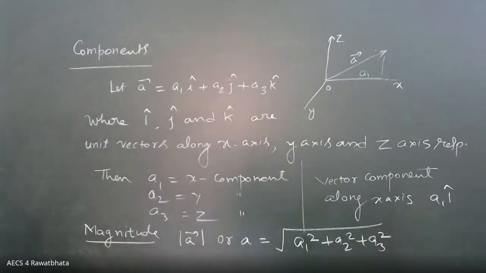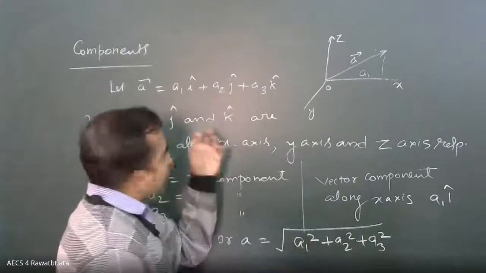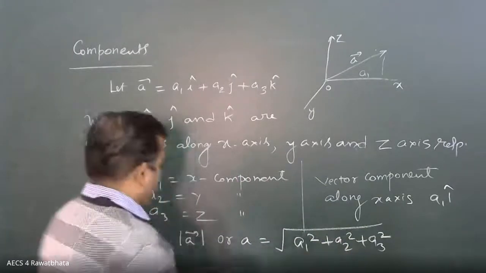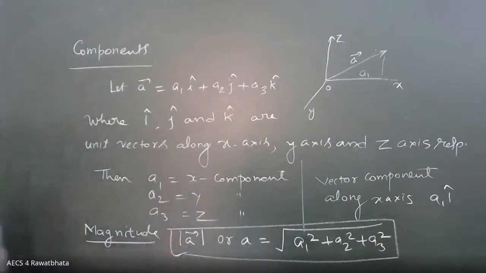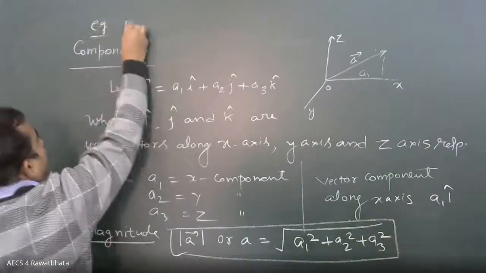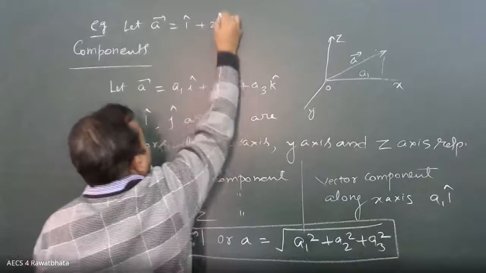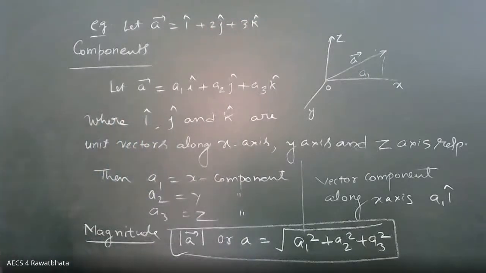Right? So suppose some vector is given, for its magnitude you need root of i multiplier square plus j multiplier square plus k multiplier square. Right? And if you understood, let me ask one question. Suppose that some vector A is i cap plus 2j cap plus 3k cap. Then tell me what should be its magnitude?